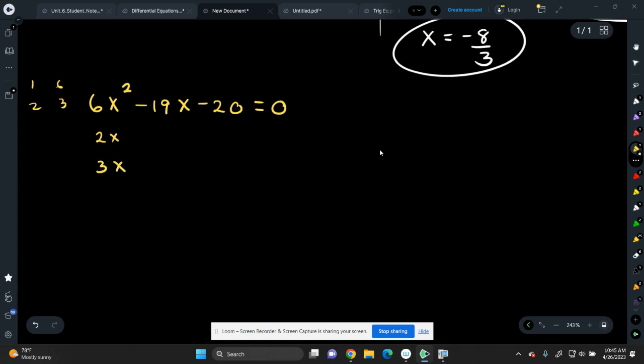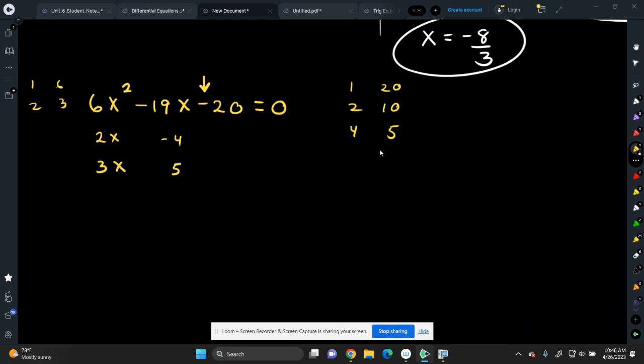Okay. Now 20, we can factor 1 and 20, 2 and 10, 4 and 5. And one of these numbers has to be negative because that's negative. Want to just start with the 4 and 5? Got to start somewhere, right? Make one of them negative. Then what do we do? Cross multiply to check it.